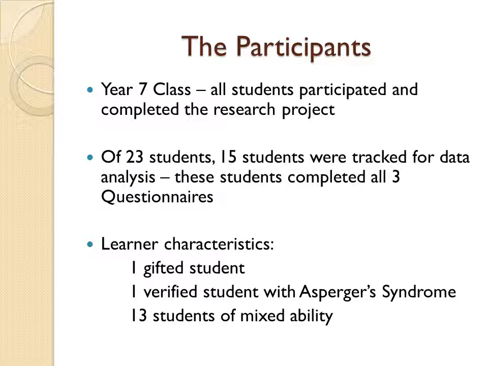Whilst all 23 students in the class completed the research project, only 15 of these students were tracked for the purposes of data analysis. These 15 students completed all 3 questionnaires, and it was felt that tracking these students would provide the most consistent data. Of the 15 students tracked, 1 student is identified as gifted, 1 student has Asperger's syndrome, and the remaining students are considered to represent a range of abilities.